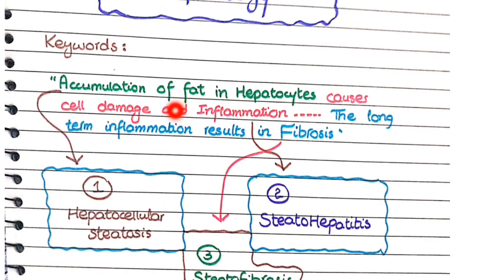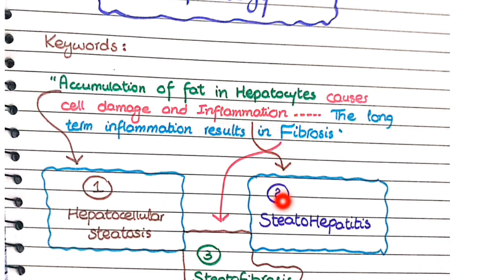So the first keyword is accumulation of fat in hepatocytes. This translates into our first stage, that is hepatocellular steatosis. So accumulation of fat in hepatocytes is known as hepatocellular steatosis, and this is the earliest change in fatty liver disease. The second keyword phrase is cell damage and inflammation.